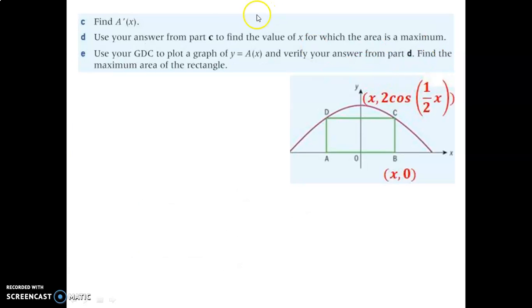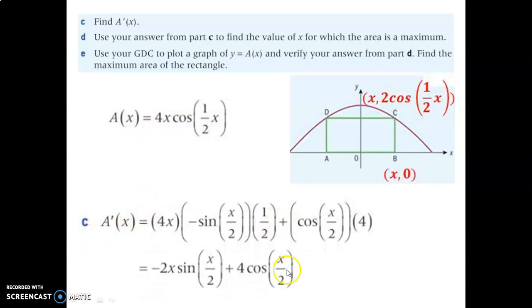Our next goal in this question is to find A prime of x. So find the derivative of that. Okay, check your work. There's the original function, there's the derivative. Whoa, all right, we're using the product rule and we're using derivatives of cosine, and there's a chain rule there. There's so much to look at there. That was our last lesson. Take a close look, make sure you have the proper derivative. Pause if you need to.